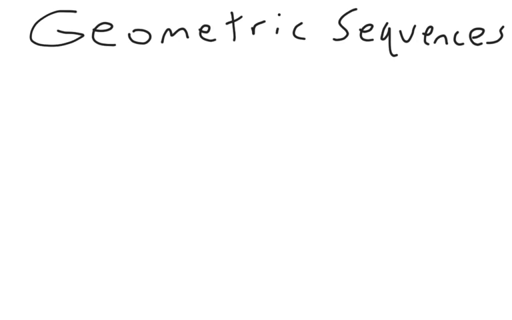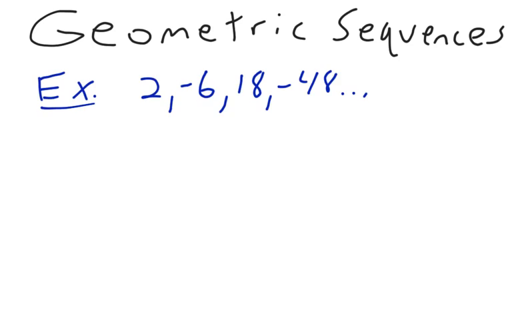Alright, geometric sequences are when you are taking a number and multiplying it to get the next number. So an example of that would be 2, -6, 18, and -48. So how are you getting from 2 to -6? That's right, you're multiplying by -3. How do you get from -6 to 18? You multiply by -3. And same thing here, multiply by -3.